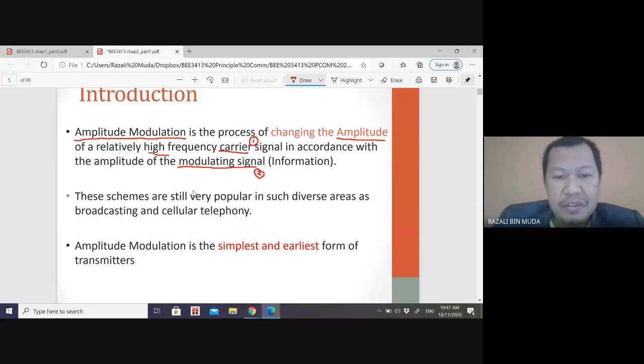These schemes are still very popular in such diverse areas as broadcasting and cellular telephone. Amplitude modulation is the simplest and earliest form of transmitters. Okay, so in order to transmit the signal, we need to modulate the signal. So amplitude modulation is one of the simplest and earliest, the basic form of modulation.